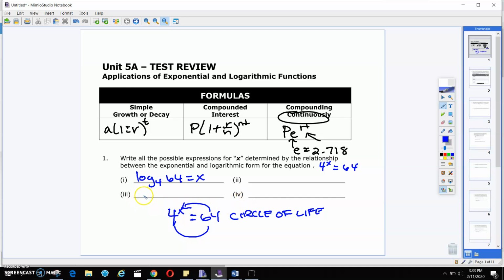If I were to put this into my calculator, I would use change of base form, which would be log of 64 divided by log of 4. And if we put that into our calculator, we would get x equals 3. And if that's the case, then we could also write this as ln of 64 divided by ln of 4. And that would also give us 3.